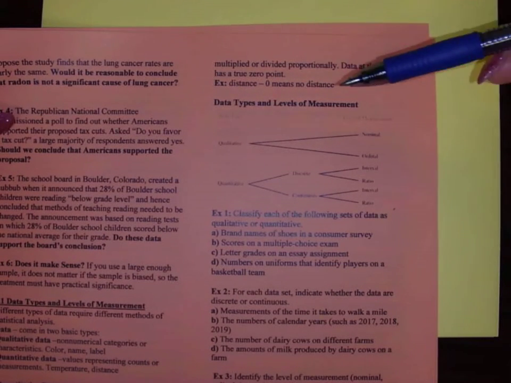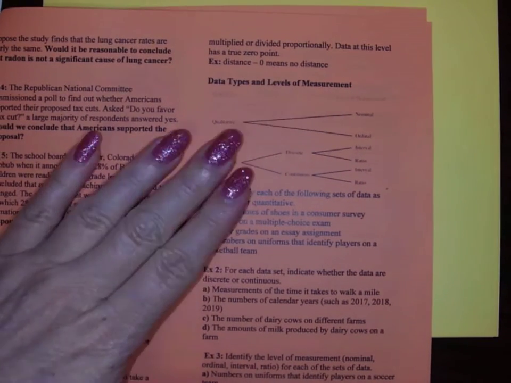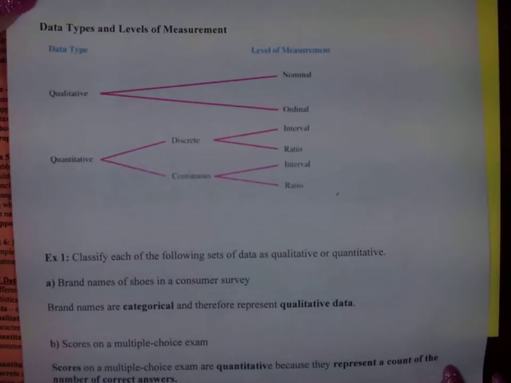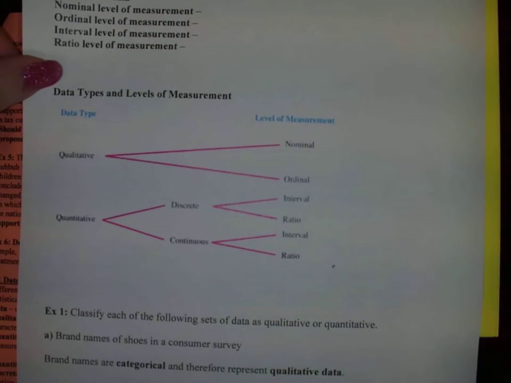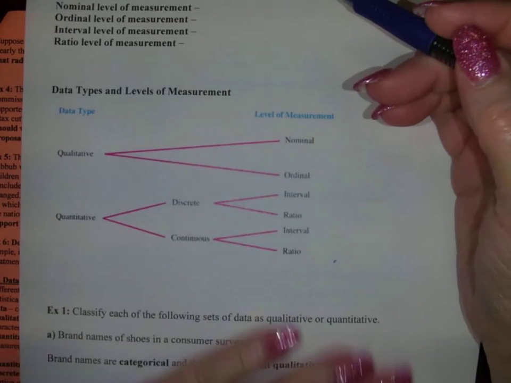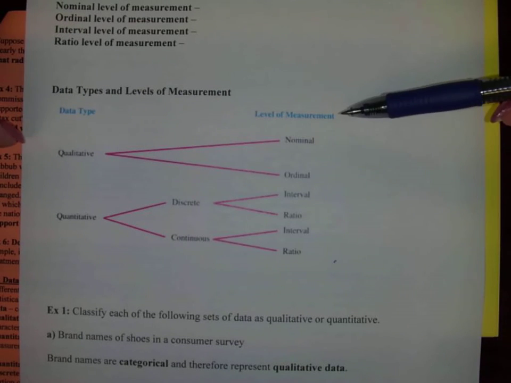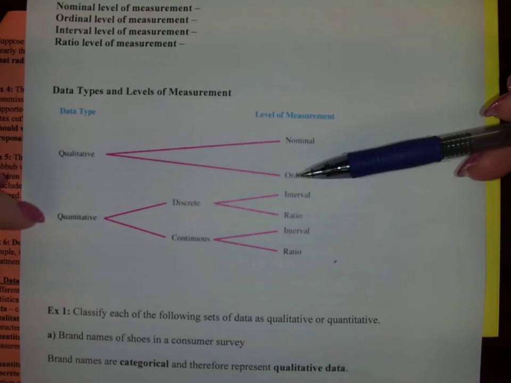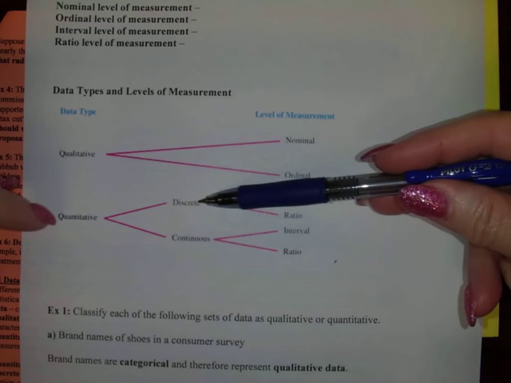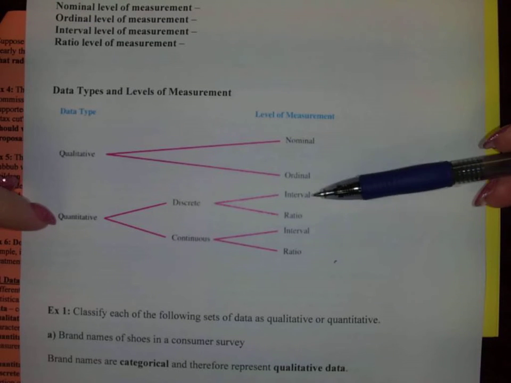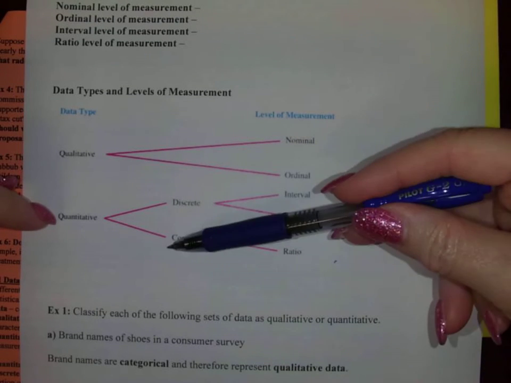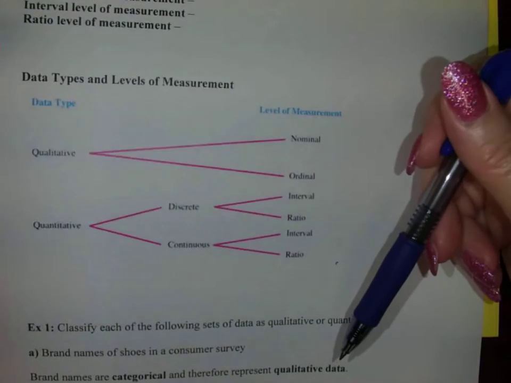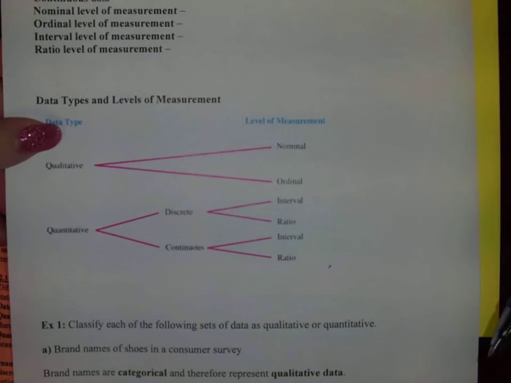So those are the data types and levels of measurement. I've got a diagram on your handout. Here is a bigger picture of the same diagram. So we have data type with the level of measurement. We've got qualitative that goes to nominal and ordinal, and quantitative that has discrete, and discrete can be in an interval or a ratio, and continuous can be in an interval or ratio. So you've got a little bit more going on with the quantitative.